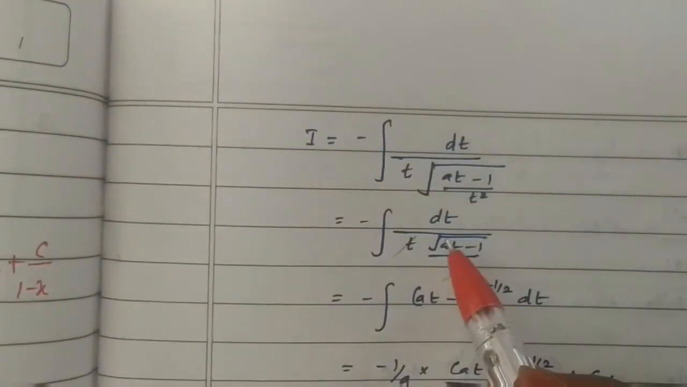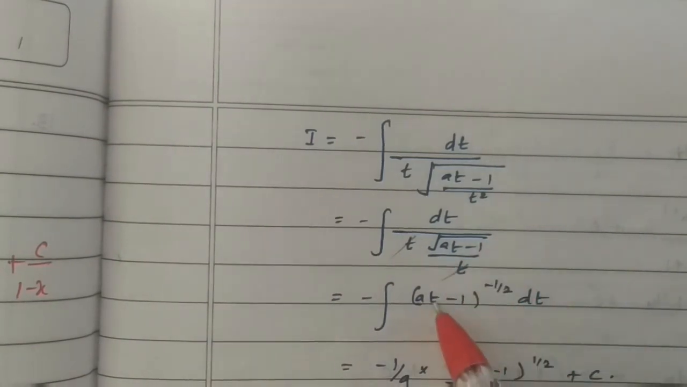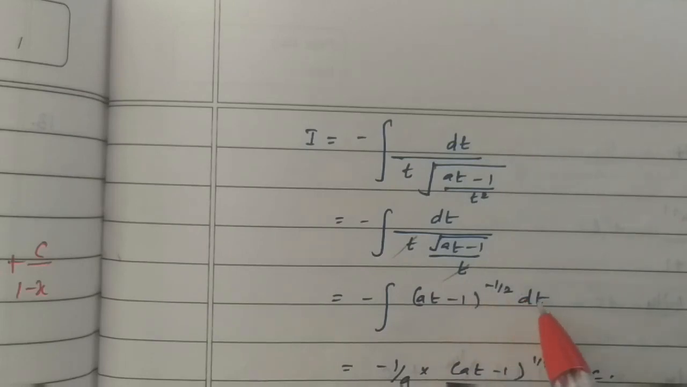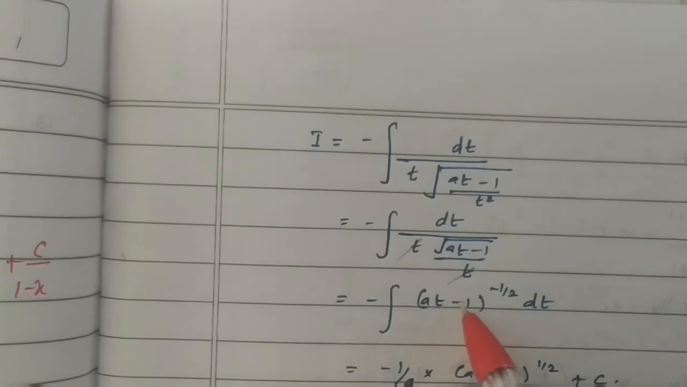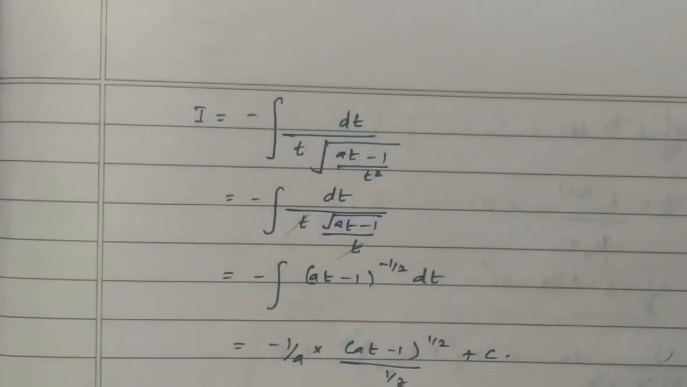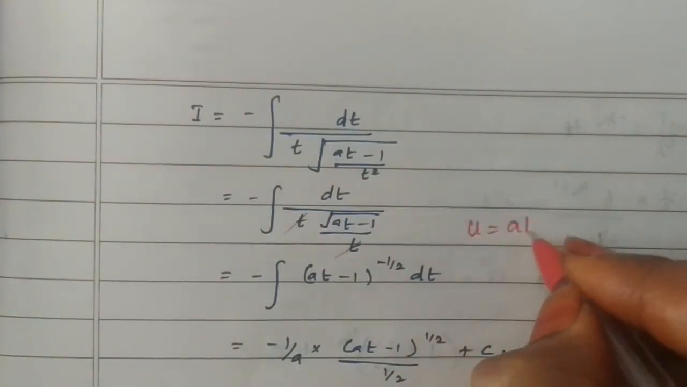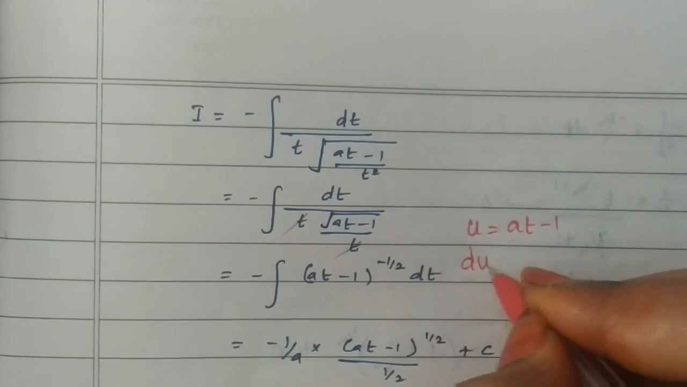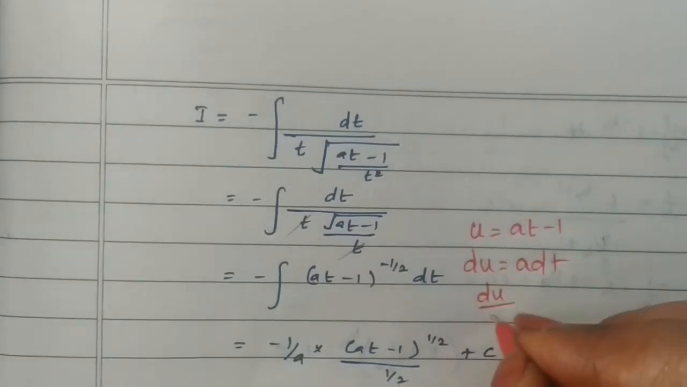Now bring this to the numerator. That is, the denominator is dt by root of at minus 1. When you bring it to the numerator you can write at minus 1 the whole power minus half into dt. Now since it is in terms of t, you need to check for the coefficient of t. The coefficient of t is a. Therefore you can substitute u to be at minus 1. Therefore du will be a into dt. Therefore du by a equal to dt.